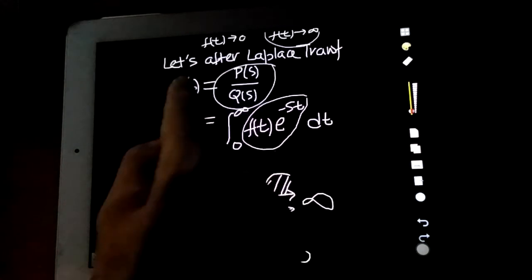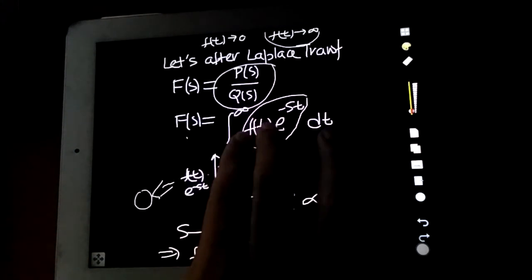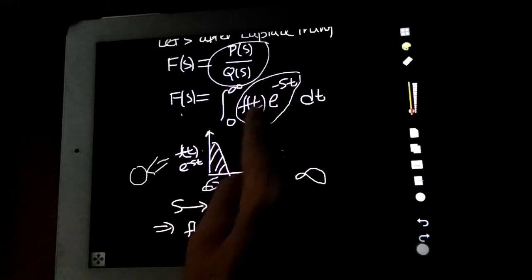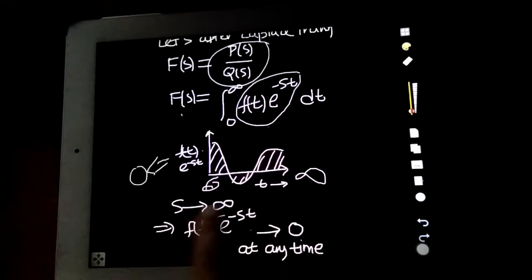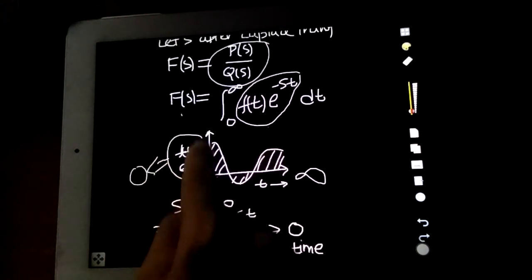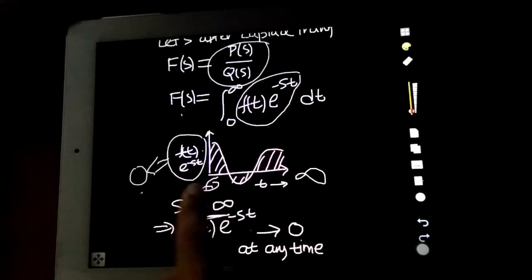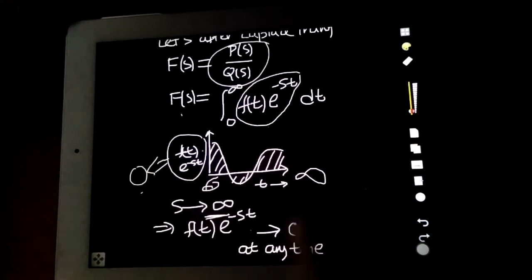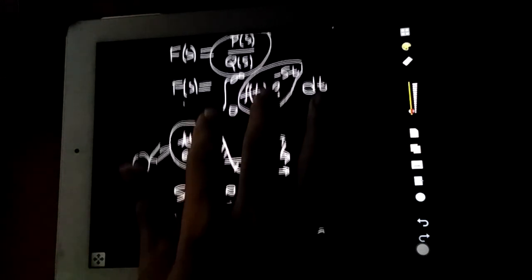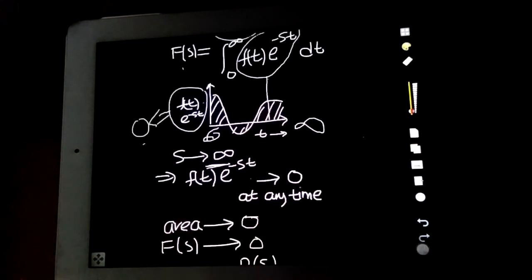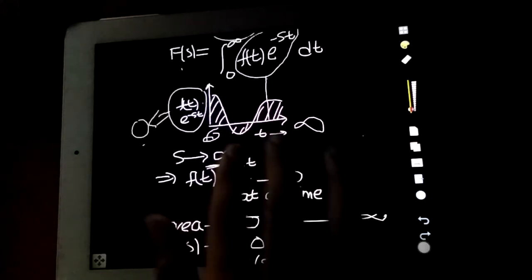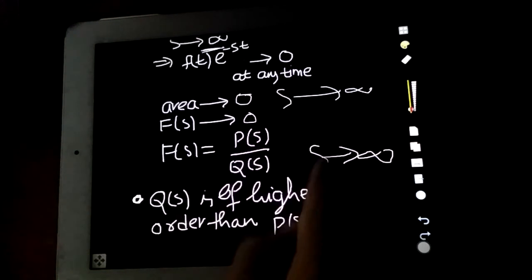Any function can be written in the form of P(s) by Q(s), right? And see here, if we put s tends to infinity, what does it become? It will become 0, and over the time domain we will get 0. Area is 0. So it means that F(s) is 0, right? Because the area tends to 0 as s tends to infinity. See, something you got.